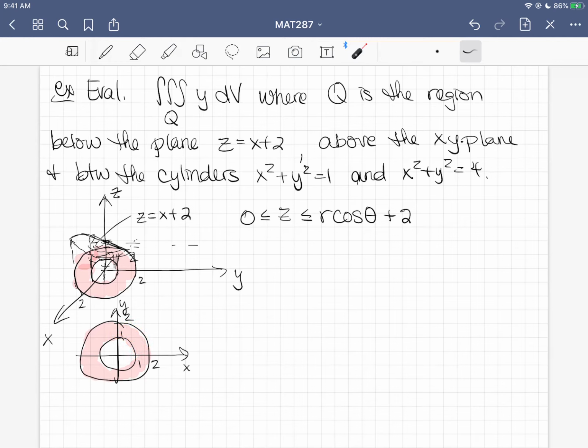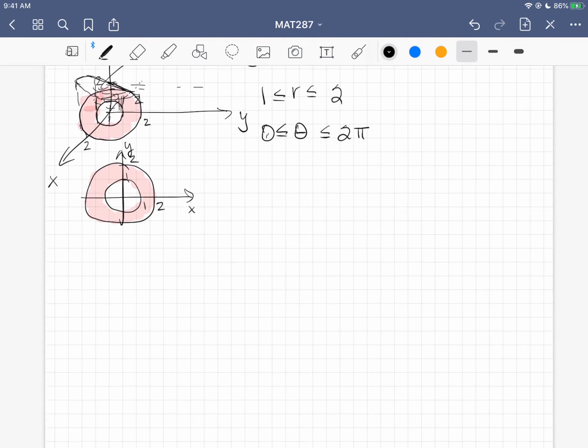So my bounds on r, our r goes from 1 to 2. And finally theta, well, I'm going all the way around the circle, so theta goes from 0 to 2 pi. The hardest part of these problems is just getting your integral set up. Okay, now that I've got my bounds, I just plug and chug, okay?